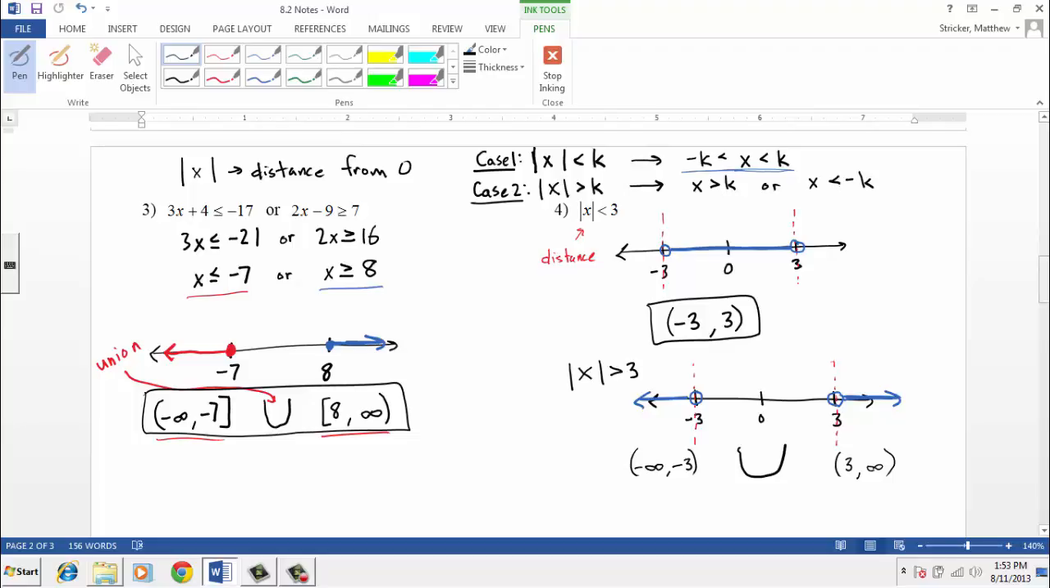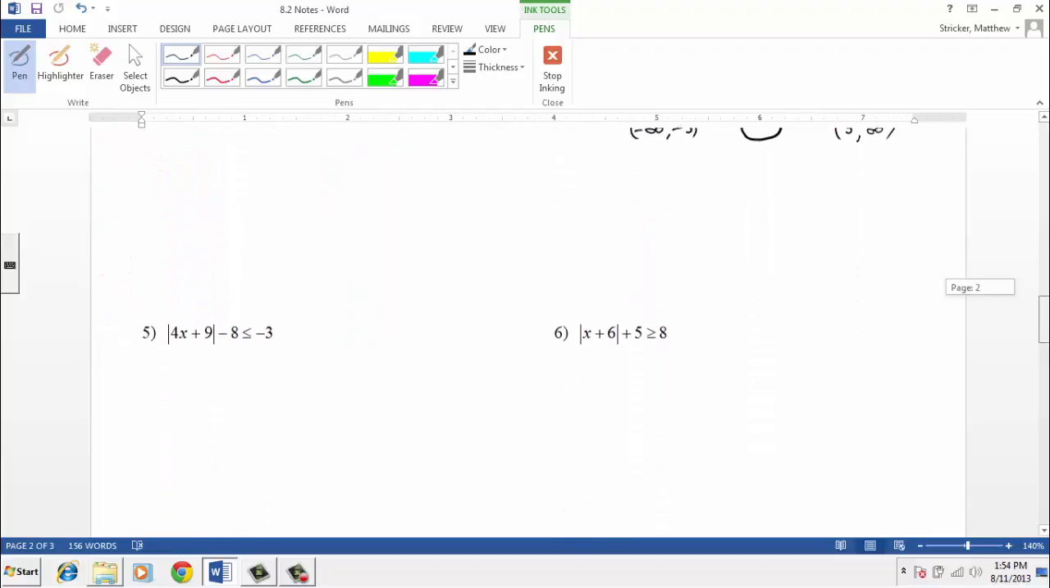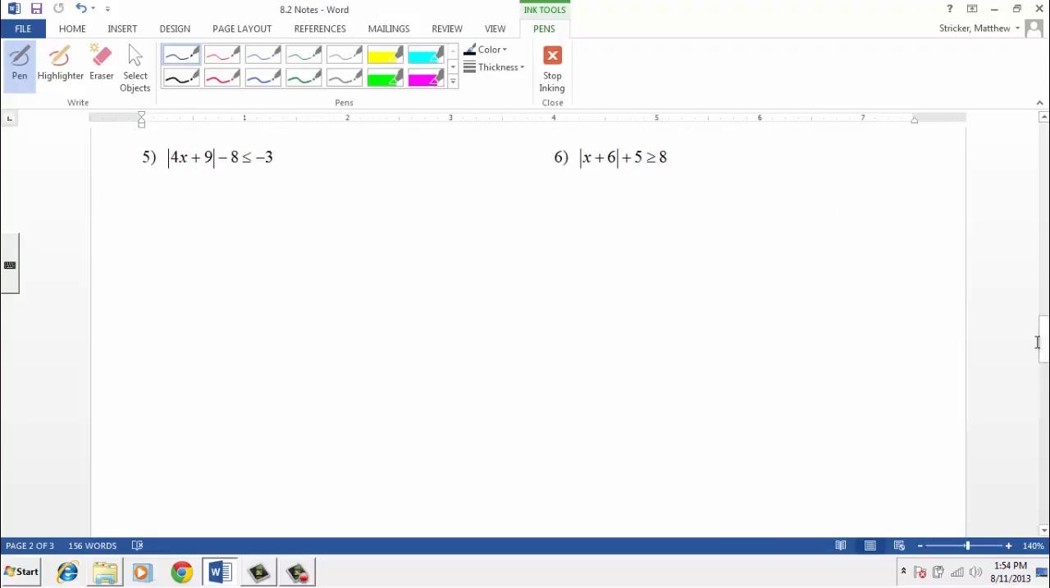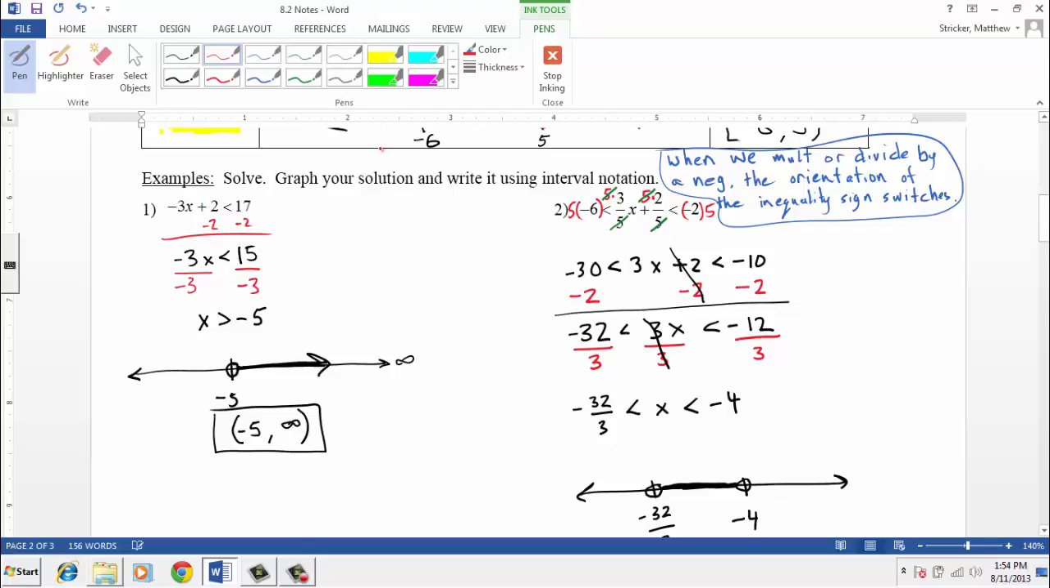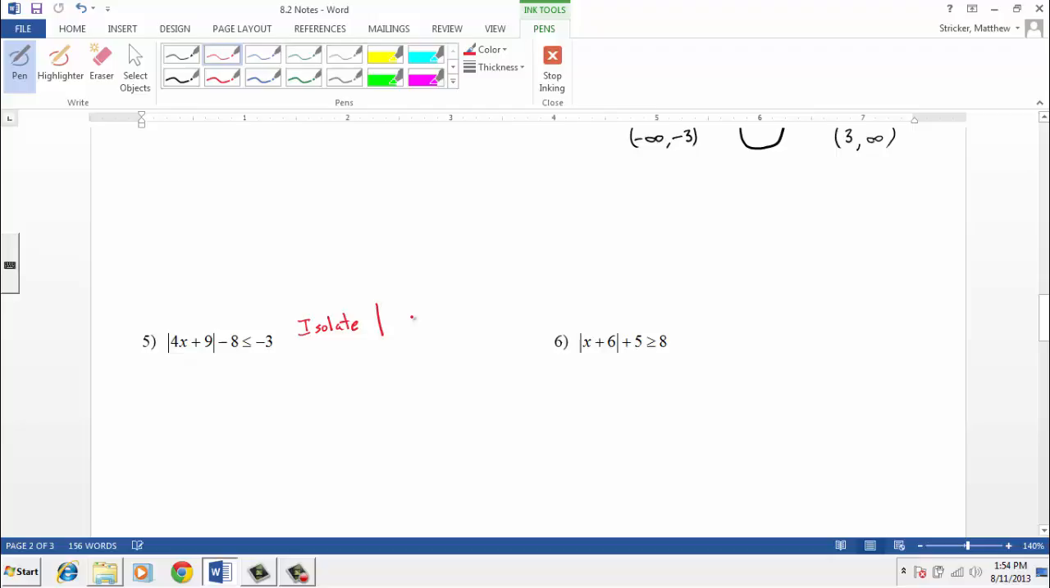Okay, now they're not always this basic. They sometimes are a little bit more complicated. So let's take a look at two more complicated problems, which are really doing the same thing. The first one being this absolute value problem in question number 5. Now, one thing we always have to do in these problems is to isolate first. We need to isolate the absolute value first.